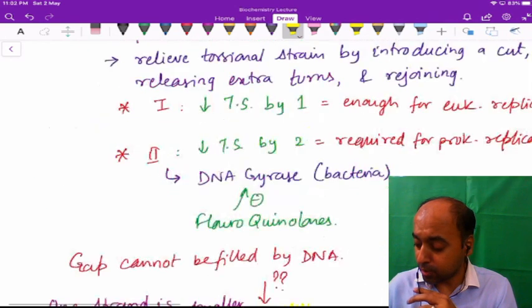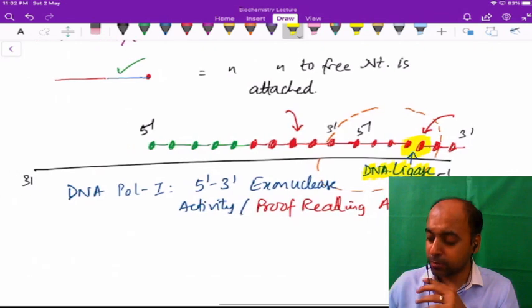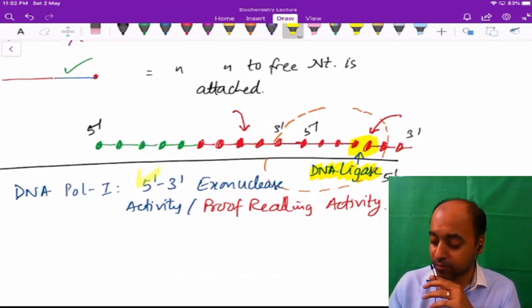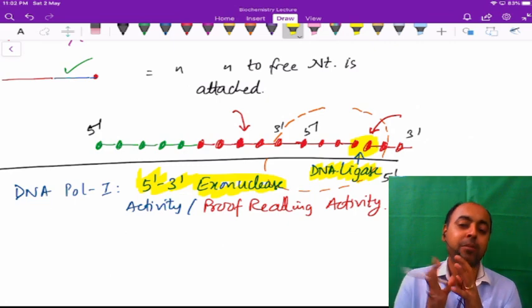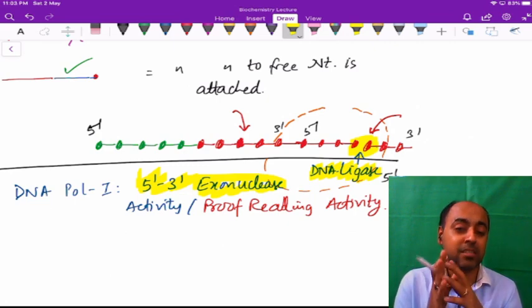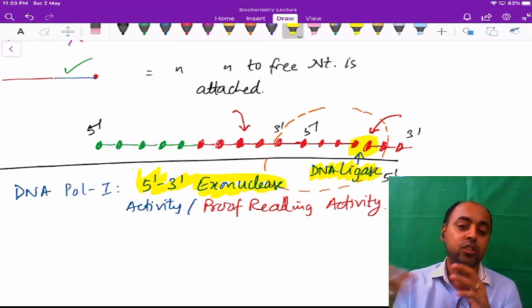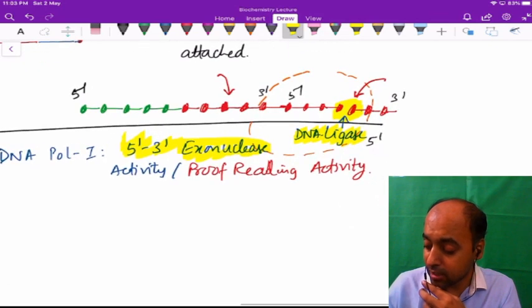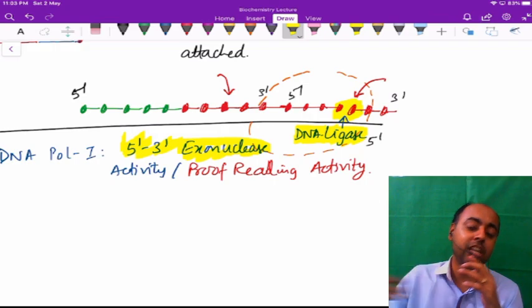DNA polymerase 1, by its 5' to 3' exonuclease activity, will first remove the primer. The RNA primer is removed and replaced by deoxynucleotides. Once all the primer has been removed, the two Okazaki fragments have to be joined. The joining is done by the action of a DNA ligase. Once this is done, we have continuous DNA.